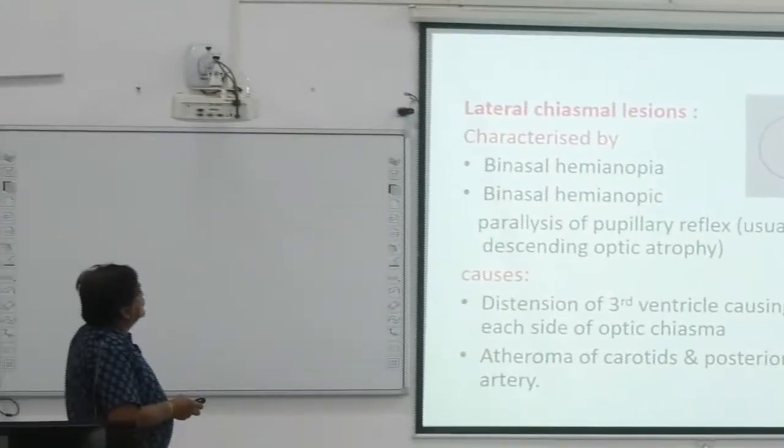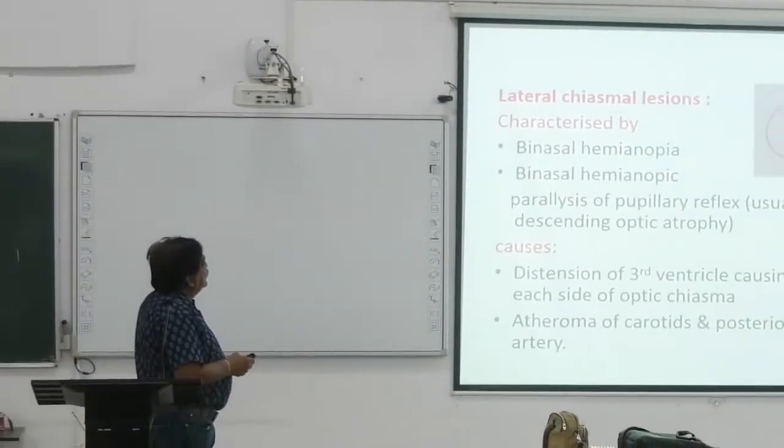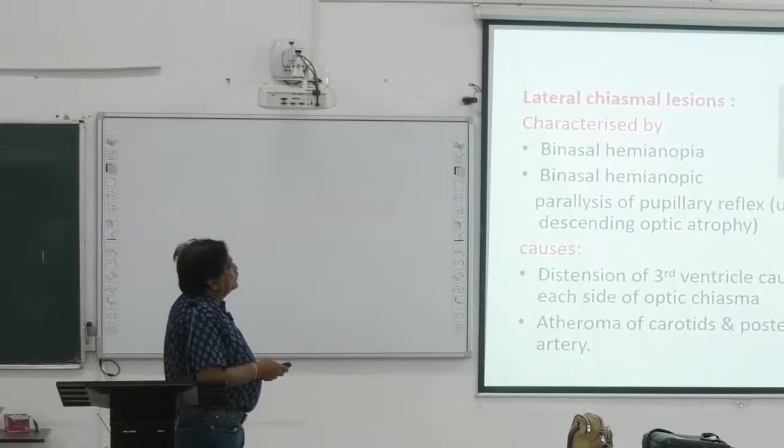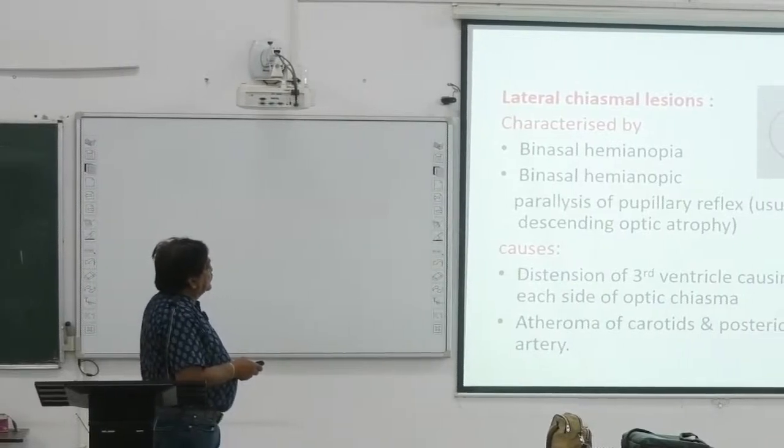Lateral chiasmal lesion causes binasal hemianopia, paralysis of the pupillary reflex, usually leading to partial descending optic atrophy. Causes: dilatation of the third ventricle causing pressure on each side of the optic chiasma, atheroma of the carotids and posterior communicating artery.